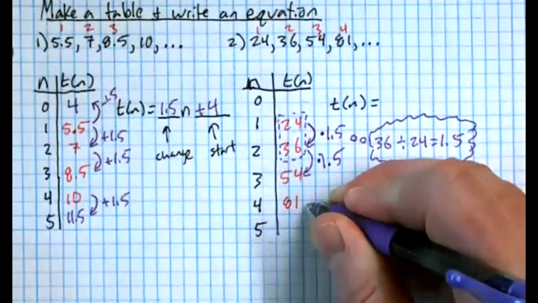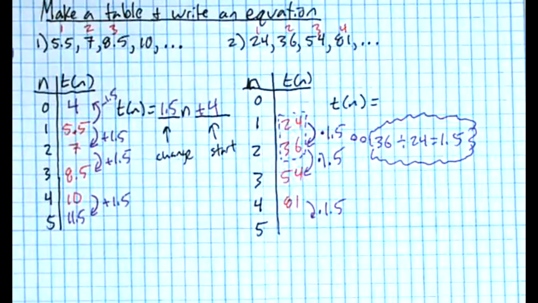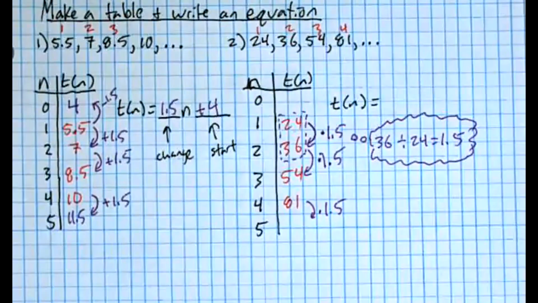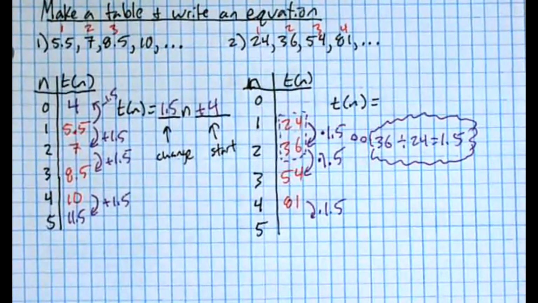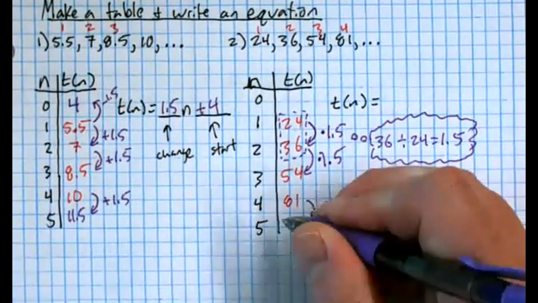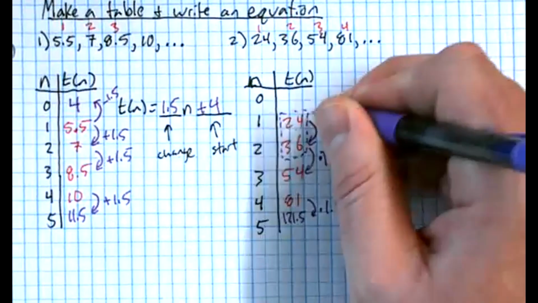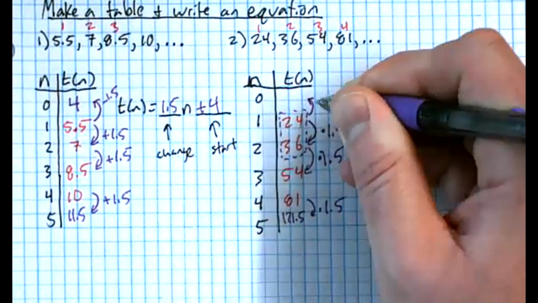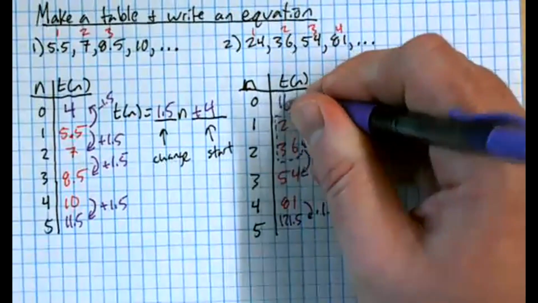Awesome. So once we know it's times 1.5, then we can figure out what this is. 81 times 1.5. Let's see. 80 times 1.5 is 120, and then 1.5 ones is 1.5. So 121.5. Nice. And then the 0th, I'm not going to find so easily. It's 16. Awesome. Thank you, guys.